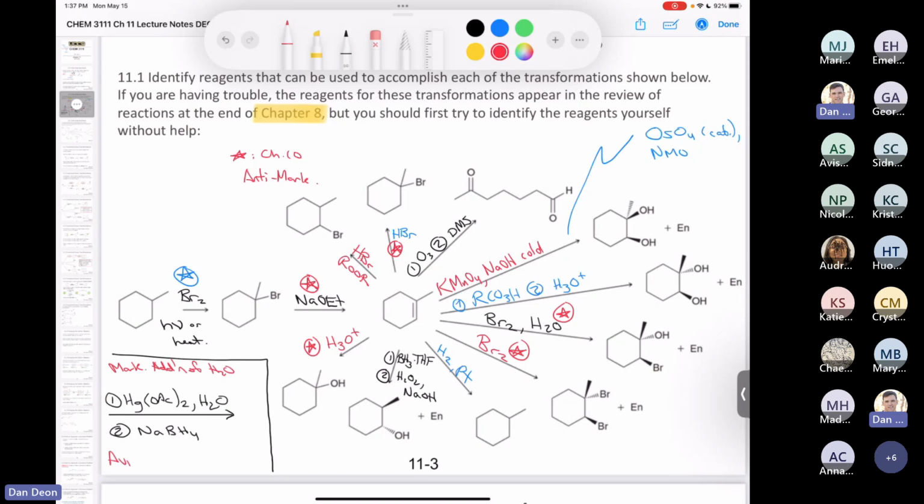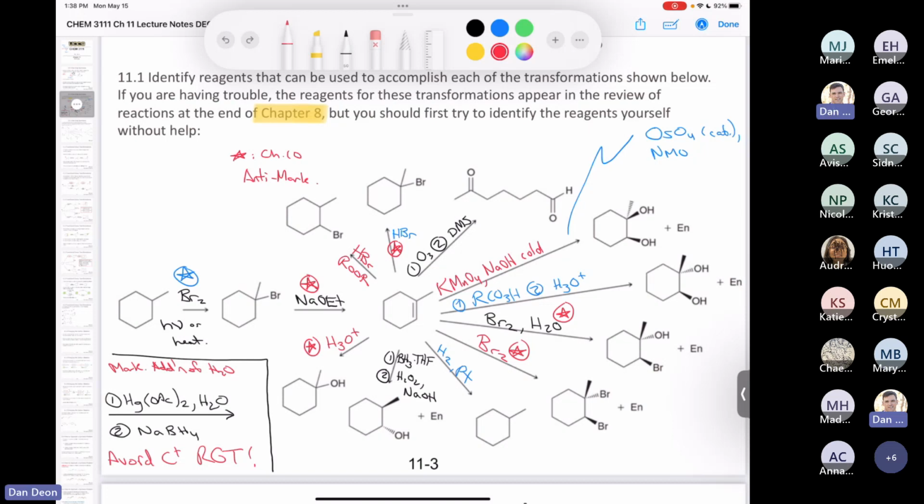However, we avoid carbocation rearrangements. So I'll put C plus rearrangements. So that's when you would use oxymercuration-demercuration. That's the only reaction that's not shown on here. And it could be used for this reaction. However, we like to avoid using mercury when we can.